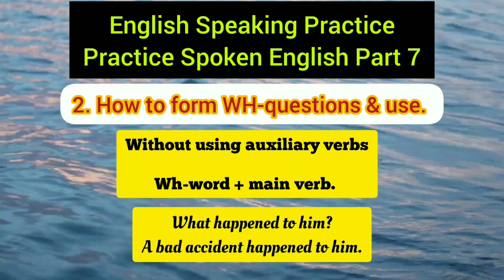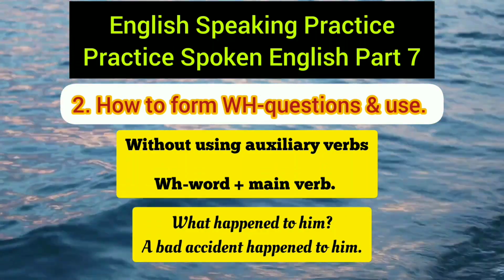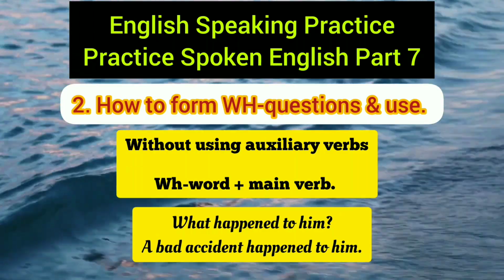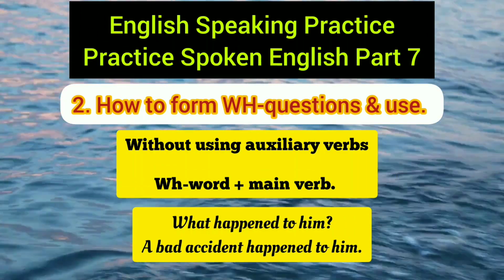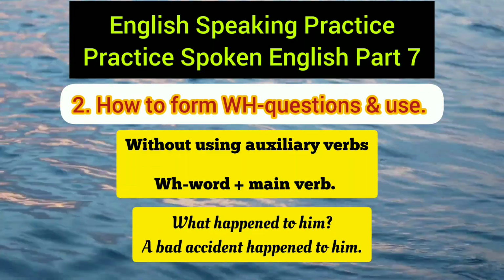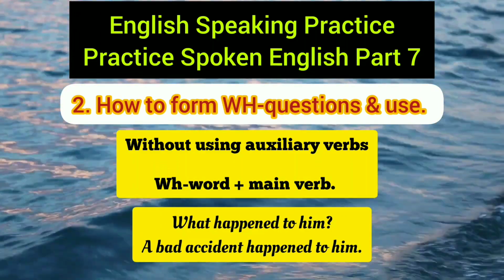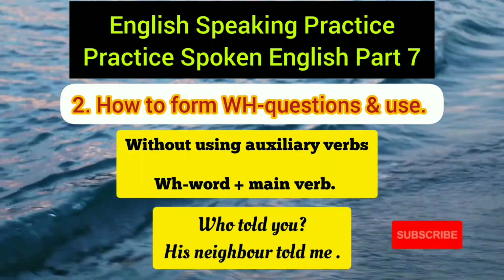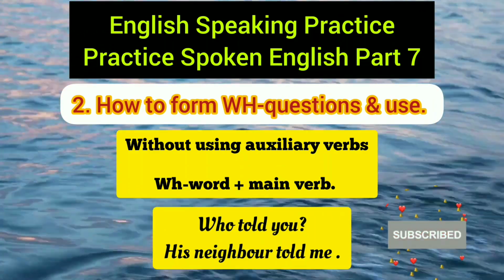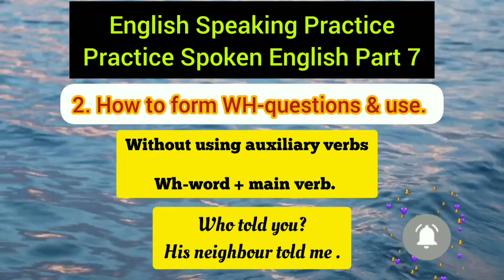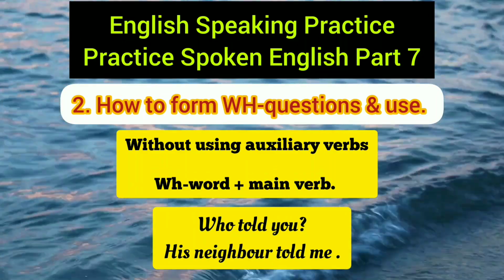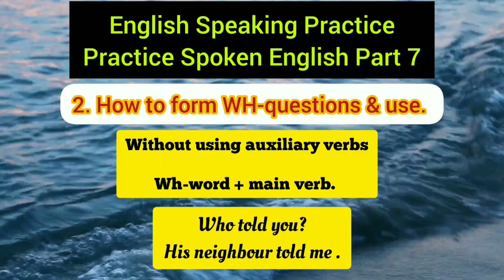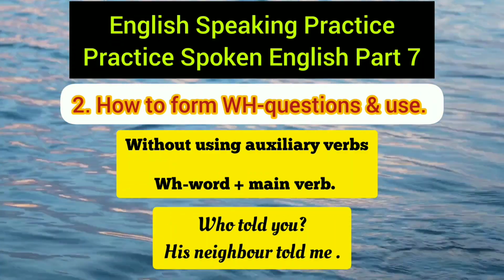Here I'm directly using the WH word what and following it up with the main verb, that is, what happened to him. There is no auxiliary. We can respond to it like this: a bad accident happened to him. See the next question: who told you? Here also I am following who with the main verb, and there is no auxiliary verb. So that is also one way to use a WH question. The answer is, his neighbor told me.